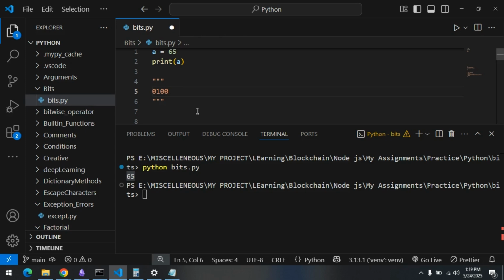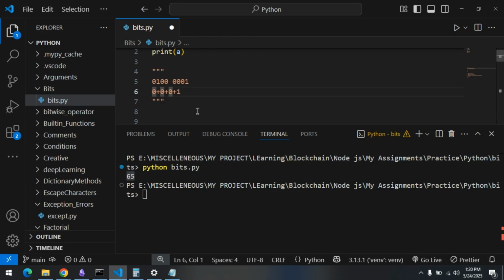And as long as we have 2 raised to the power of 0 is equal to 1, so we know that 64 plus 1 is 65. So the code would be 0 1 0 0 0 0 0 1. Okay, so this is how we can write it. You leave a space in between to make it more readable.